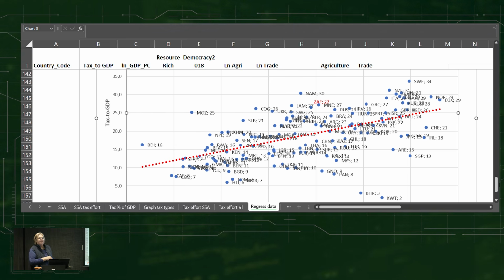Who wants to tell me where their tax to GDP ratio is, and if they're below the mean, why do they think that's the case? And if they're above, why do they think they're also above their peers? Is there anyone that wants to share their country experience, or do you want to do it Friday?